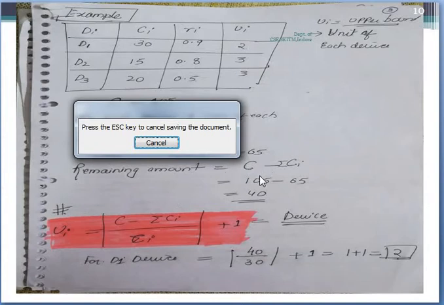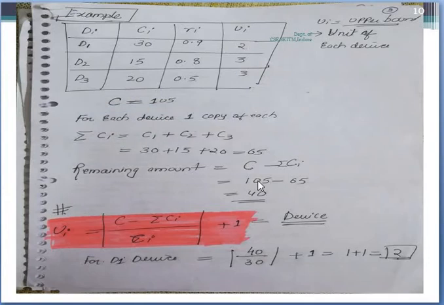So the remaining amount, if I am considering 1 unit of each device, is 105 minus 65, the value I computed just now. So the remaining amount is 40 rupees. Within this 40, how many more units can I purchase? For this reason I am calculating the upper bound.